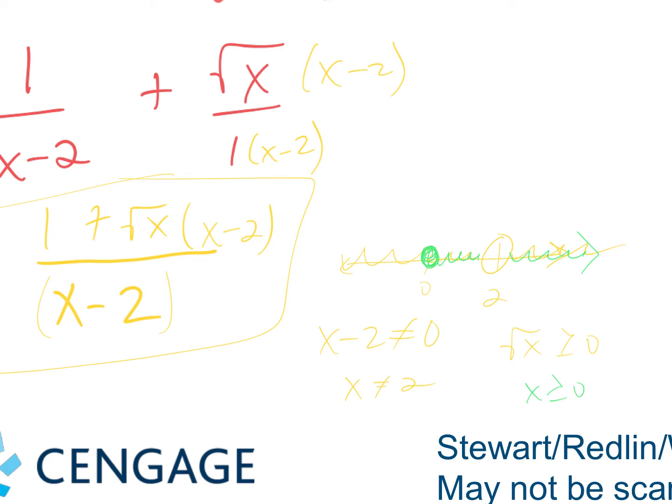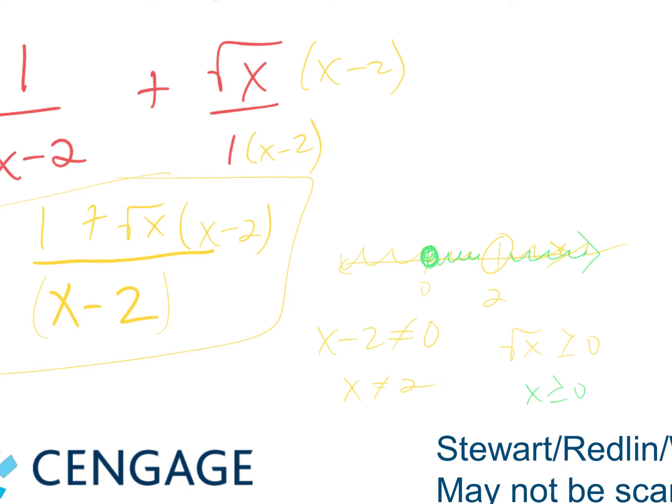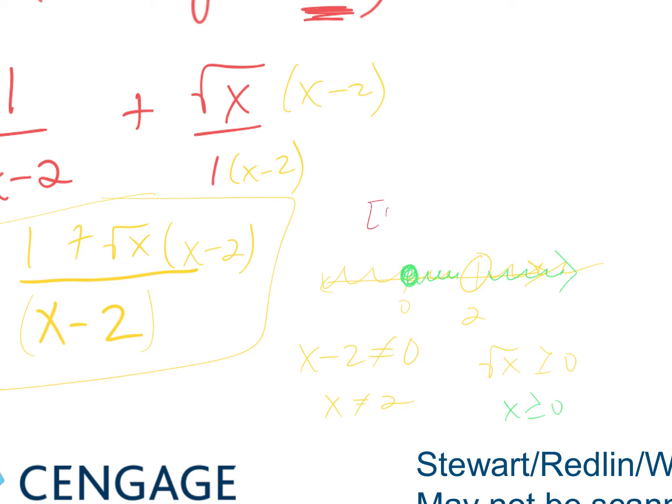Do you see where the yellow and the green overlap? Yes. Okay, so what would your domain be? From 0 to 2. It includes 0. Does it include 2? No. And then it picks back up from 2 to what? Infinity. 2 to infinity. Good.